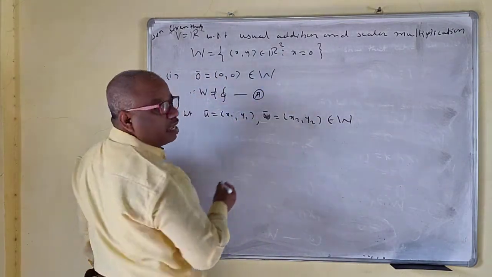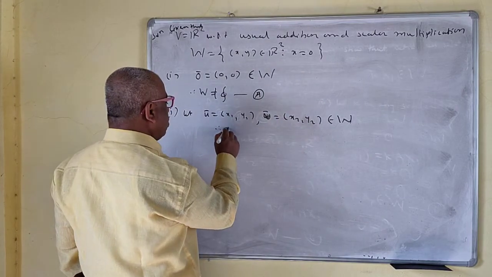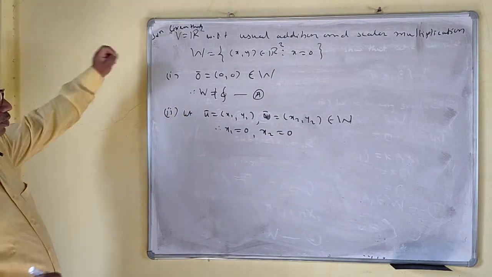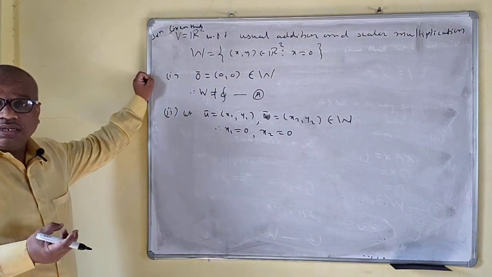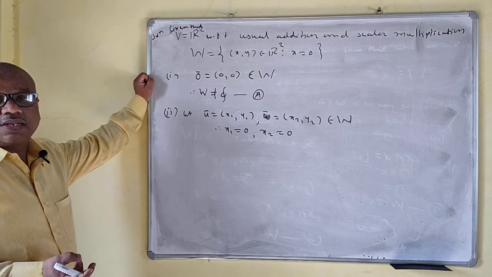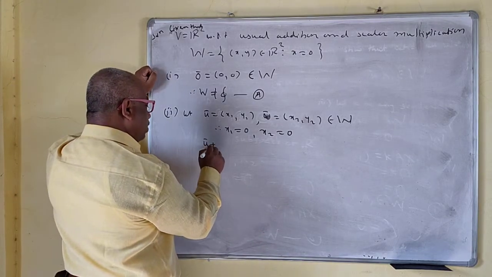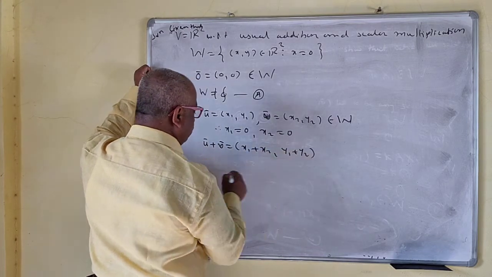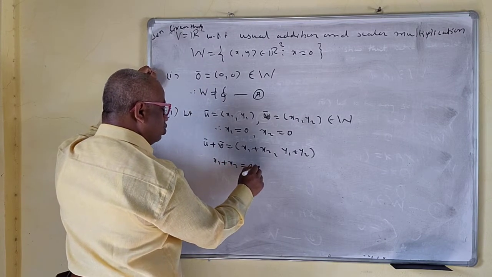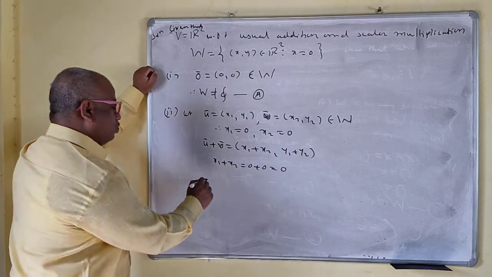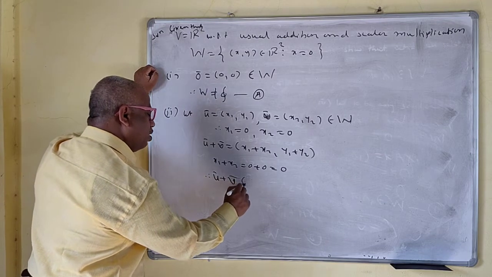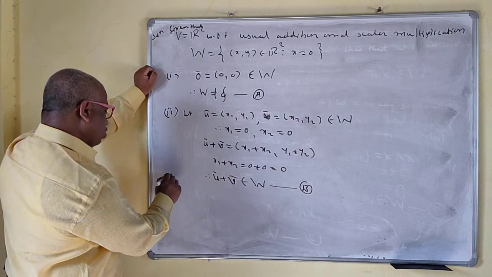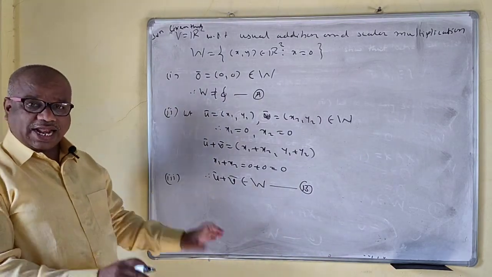So condition of W is what? The first component is 0. So therefore x1 is equal to 0, x2 is equal to 0. So now we want to prove that U bar plus V bar is a vector of W. So that means U bar plus V bar is equal to x1 plus x2, y1 plus y2. So x1 plus x2 is what? 0 plus 0 is 0. So therefore U bar plus V bar belongs to W. We call this as B now. So third, take 2 vectors from W, show that their addition is also in W.